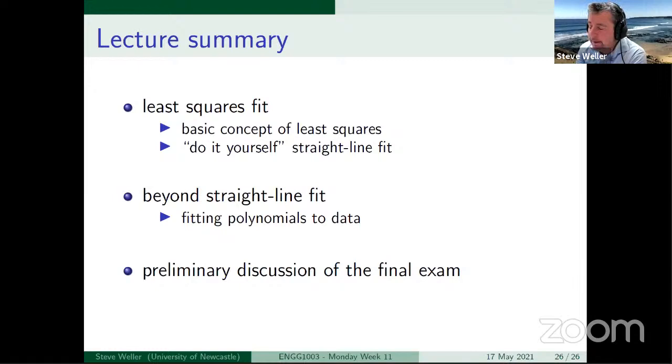130 minutes sounds a bit strange. If you like to think of it as enough time for a two-hour exam plus some upload time, because part of the exam will be you uploading either code or a plot or both, and there's a little bit of upload time. So when we've written the exam, we've written it as if it was a two-hour exam, with a bit of upload time. So again, it's going to be done on Blackboard, and you'll submit your answers to Blackboard.